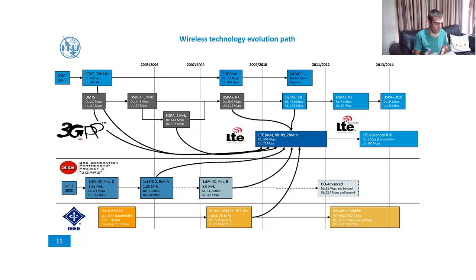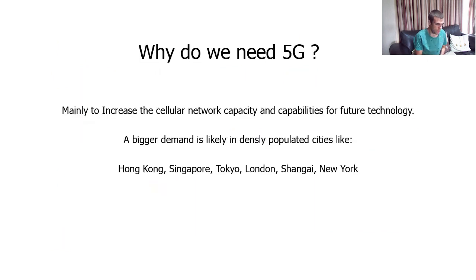So you might be wondering, why do we need 5G? The main reason is just to increase the cellular network capacity and capabilities for future technology. There's going to be a bigger demand in densely populated cities like I've mentioned there, but as we use high definition, ultra high definition movies and all different things on mobile devices, you will need more bandwidth. There are more futuristic reasons, but I'll get into those in a moment.